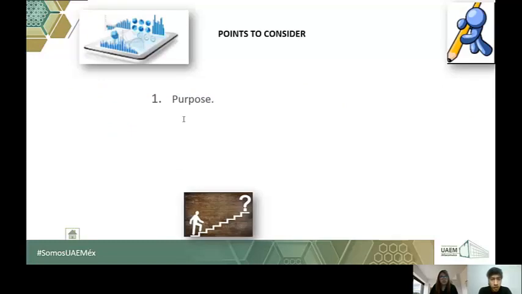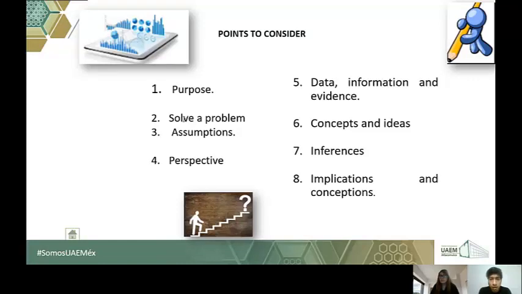The elements of critical thinking are based on reasoning because it always has a purpose. It tries to solve a problem, solve a question, or explain something. It is based on assumptions which are made from a perspective.